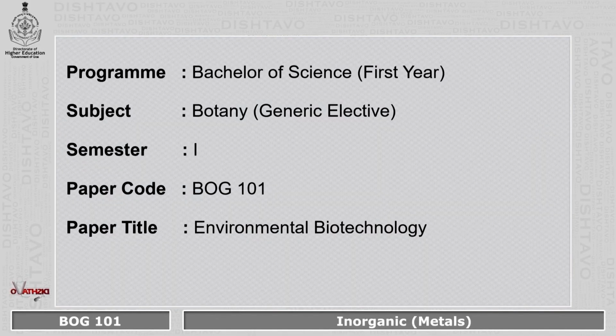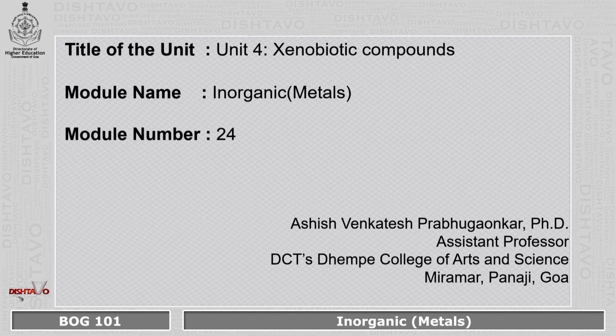This module is for Bachelor of Science, Semester 1, Botany, General Elective. Paper code is BOG 101. Paper title is Environmental Biotechnology. We're dealing with Unit 4, Xenobiotic Compound. Module name is Inorganic Metals.